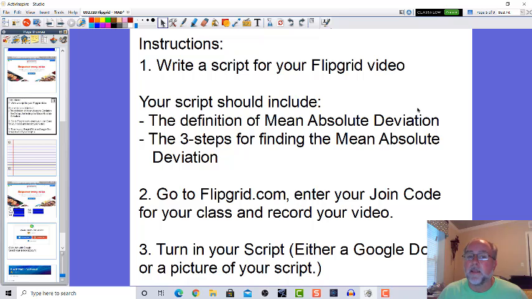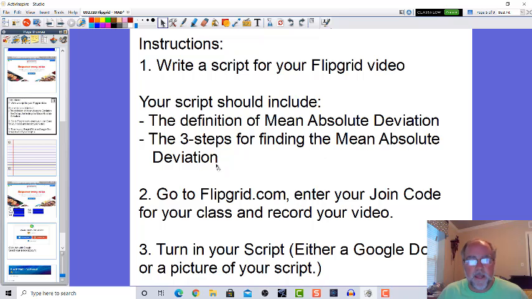Then, in complete sentences, you're going to tell me the 3 steps that you need for finding the mean absolute deviation. Now, we just went over those, so it should be very simple to do. So I've almost told you the entire script, other than the definition. In your Flipgrid video, let me remind you again, you have to tell me the definition of mean absolute deviation, and then the 3 steps for finding mean absolute deviation.